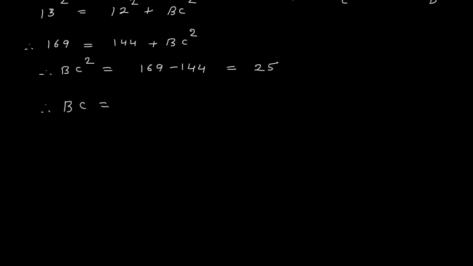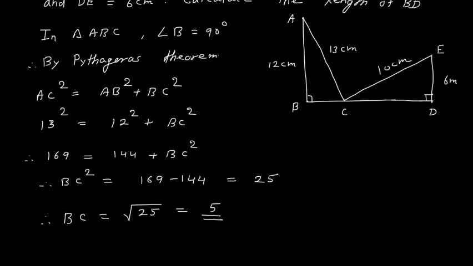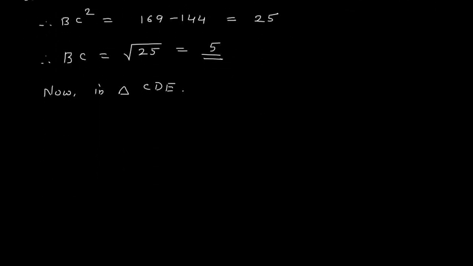Therefore the value of BC is square root of 25, which is equal to 5. So the value of BC is 5. Now the value of BC we got is 5 centimeter. Now in triangle CDE, we will take triangle CDE. In triangle CDE, we have angle D as 90 degree.